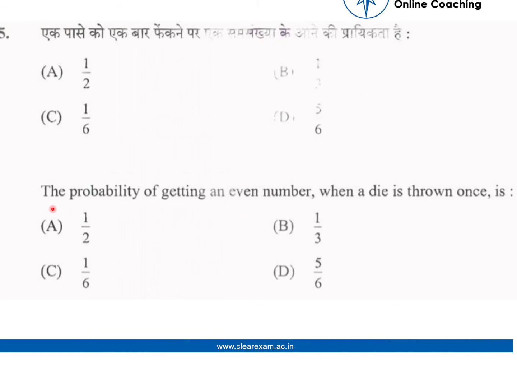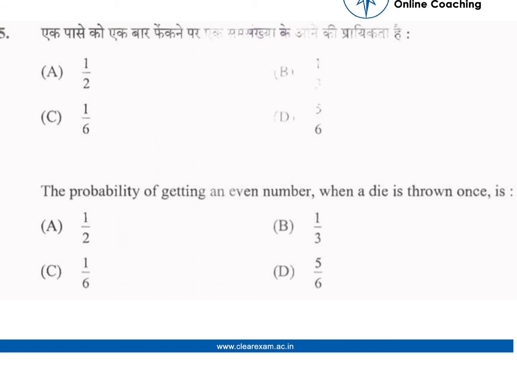So the question is: the probability of getting an even number when a die is thrown once. Means the die is thrown once. Then we have to find the probability of getting an even number, and the options are 1 upon 3, 5 upon 6, 1 upon 2, 6 upon 5.